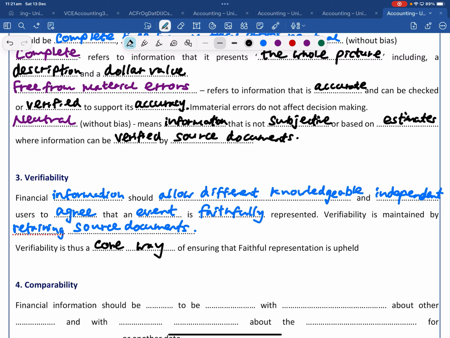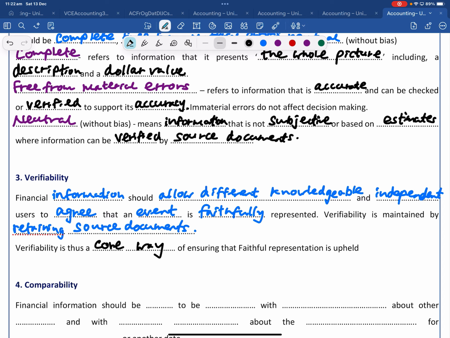Financial information should allow different knowledgeable people, let's say you go and check the report, and I go and check the report. I have more experience in accounting than you. Whether you check or I check, both of us can agree that this information has been reported correctly. Let's say computer has been recorded as 2000. That's correct.